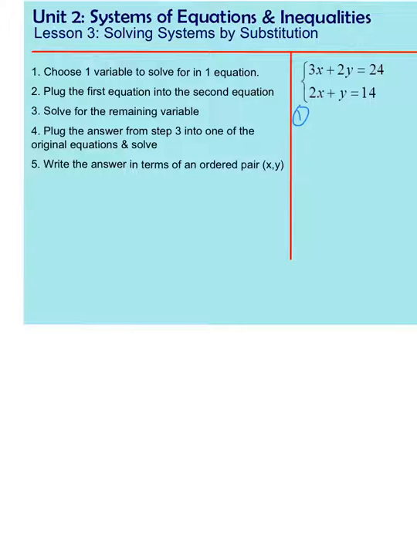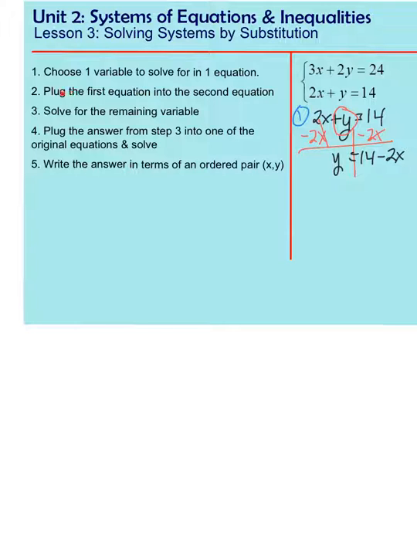I'm going to take 2x plus y and solve it for y. So all I have to do is move the x by subtracting 2x. Because we're not graphing, you don't have to have this in slope-intercept form. We just happen to be solving for y. So you can write it as 14 minus 2x.